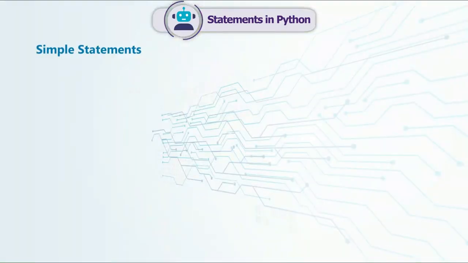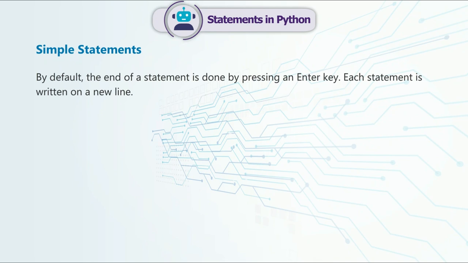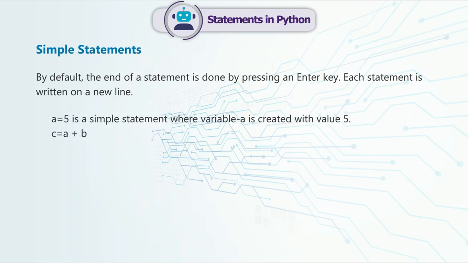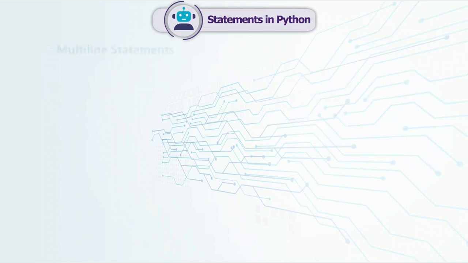Simple statements. By default, the end of a statement is marked by pressing the enter key. Each statement is written on a new line. A = 5 is a simple statement, where variable A is created with value 5. C = A + B.